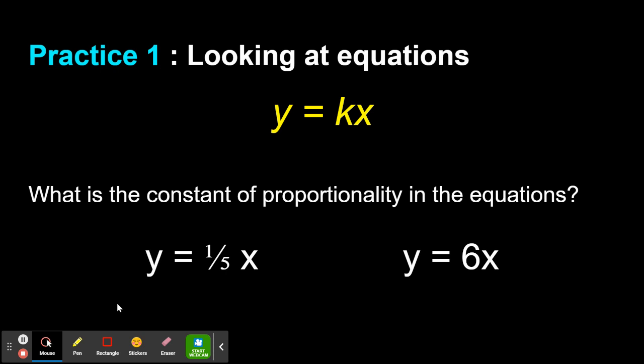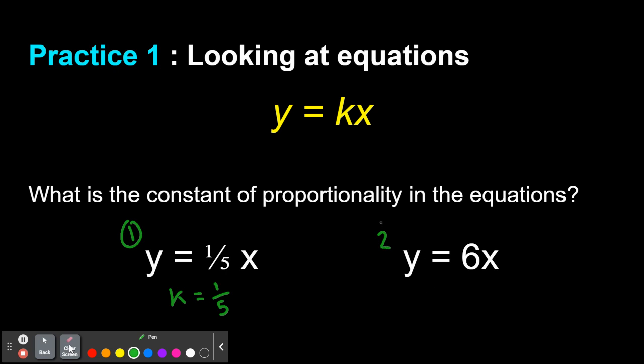Let's have you go ahead and find the constant of proportionality for both of these. We'll call this number 1, so you can answer both of these in the same question there, and 2. All right, for number 1, our constant of proportionality is 1/5. And for number 2, our constant of proportionality is 6.